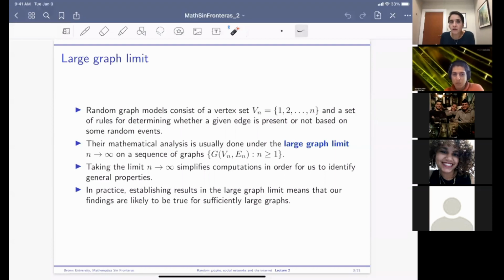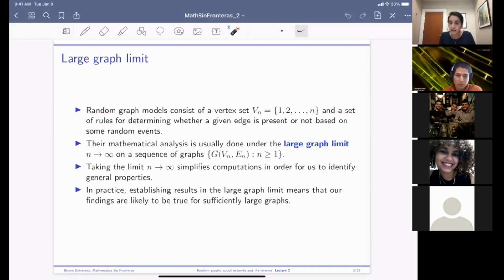When we look at random graph models, we're usually analyzing these under some kind of limiting sense. So I'm going to start by saying that a random graph model is going to have a set of vertices 1 through n. Usually, n is going to be large. To each model, we're going to have a set of rules that are going to tell us which edges are going to be there and which edges are not. And these rules are going to follow some random idea.